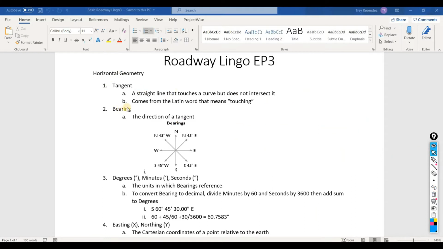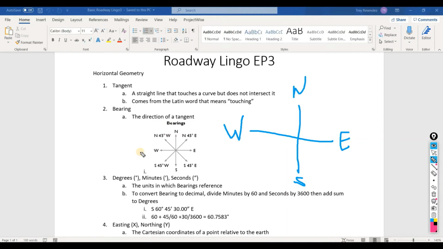So the next topic is bearing, and the bearing is just the direction of the line. So if you see here, we have our north, east, south, and west, and our bearings are measured from either north or south. And I'll do a quick drawing to give another example other than these 45-degree examples. So if we have north, south, east, west.